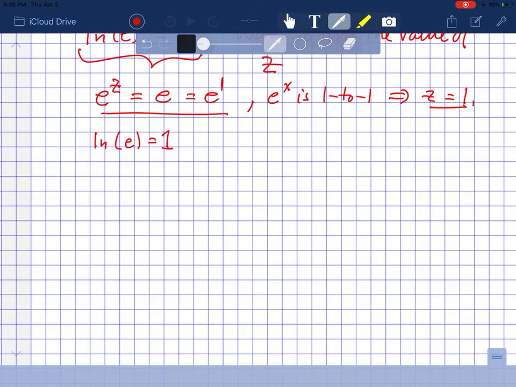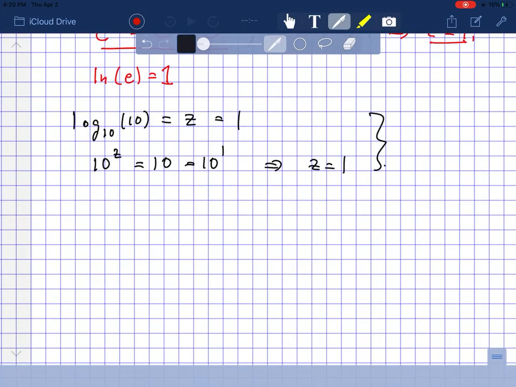Let's do some more of these calculations. Let's do a few more. Let's do this one. The log base 10 of 10 is equal to, I don't know, let's say it's equal to z, okay? Well, what do we know? We know that 10 to the z power is equal to 10. Oh, so that means that z is equal to 1. So we get the log base 10 of 10 is equal to 1. All right, not so bad.